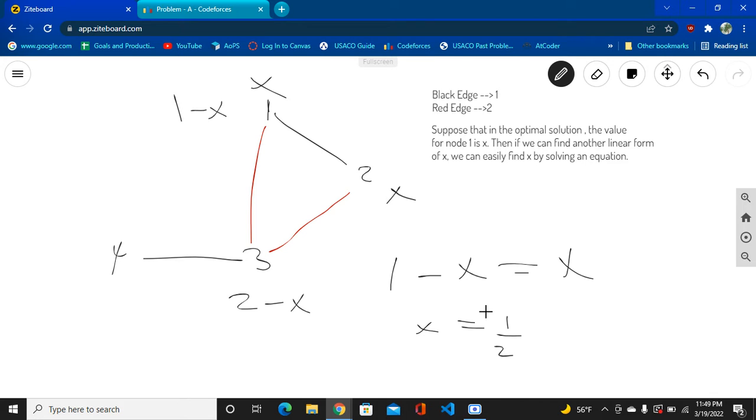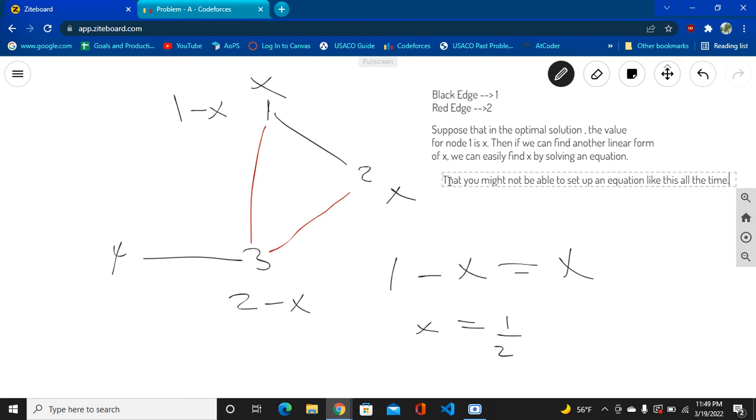So then you're like, what's the point of even minimizing it? Isn't there just one solution? But no, this is only in the case that you can set up an equation. It's important to note that you might not be able to set up any equation like this all the time.